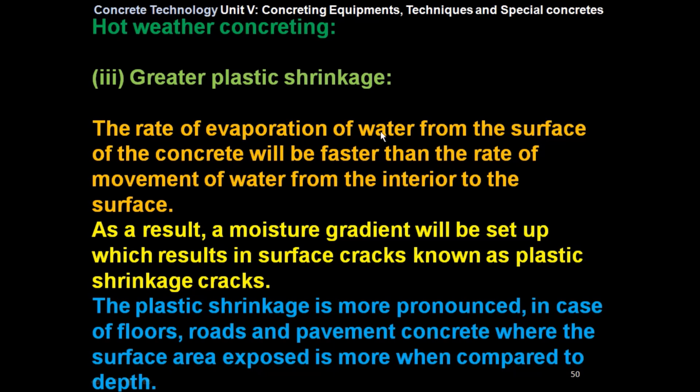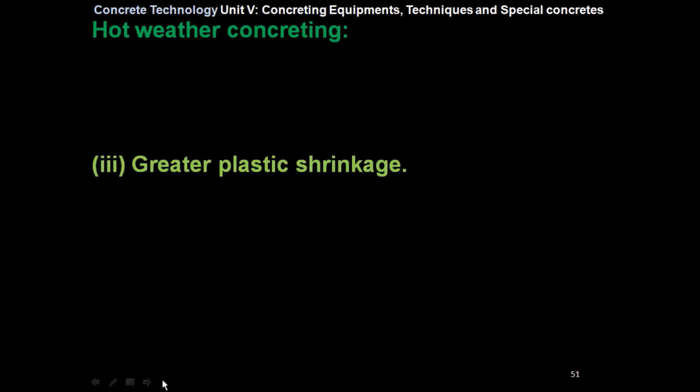The rate of evaporation of water from the surface of the concrete will be faster than the rate of movement of water from the interior to the surface. As a result, a moisture gradient will be set up, which results in surface cracks known as plastic shrinkage cracks. The plastic shrinkage is more pronounced in case of floors, roads, and pavement concrete, where the surface area exposed is more when compared to the depth. So we have seen the third, greater plastic shrinkage.